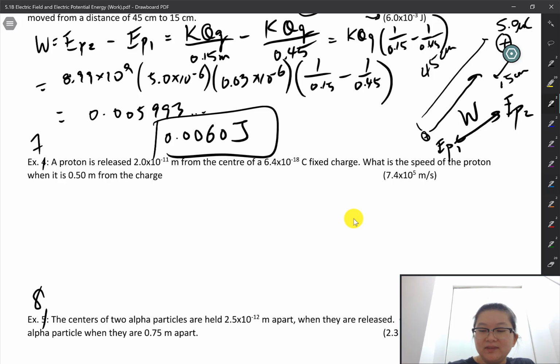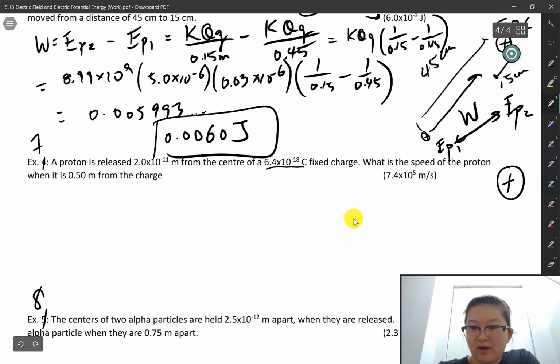A proton. Let's draw this one. A proton is released very close to the center of a also positive, fixed charge. Okay. What is the speed of the proton when it is 0.5 meters from that charge? Okay, so let's draw a diagram. Let's draw that charge, some fixed charge, which I'll label as big Q. How's that? Okay. The proton is released very close by. So this little proton was here, which is 2.0 times 10 to the power of negative 11 meters.